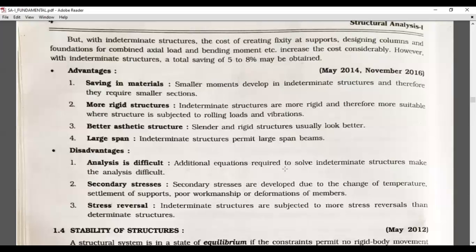Let us clear the proper advantages and disadvantages. Saving in material, more rigid structure, better aesthetic structure, and larger span. The disadvantage is that analysis is difficult but obvious. Secondary stresses are released, not very much.